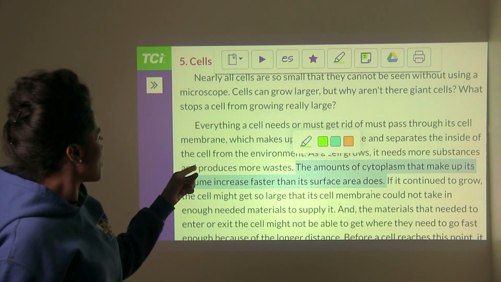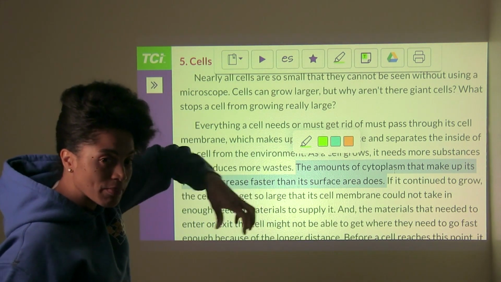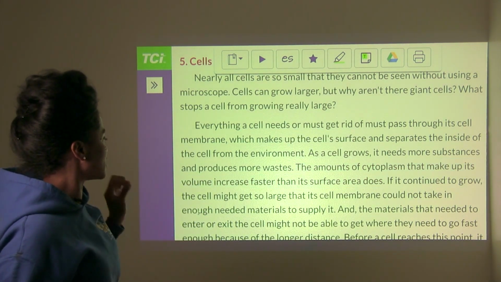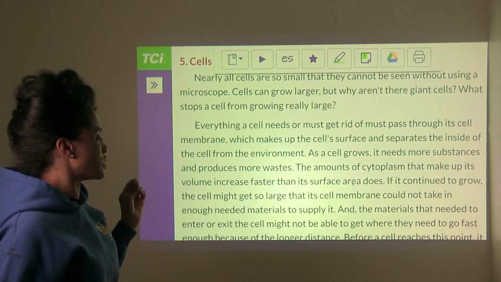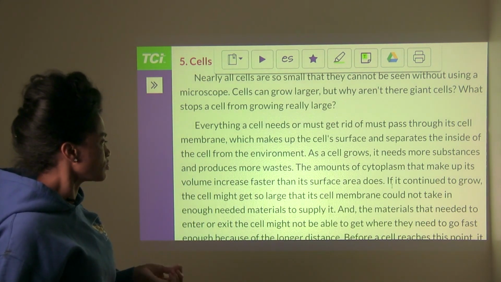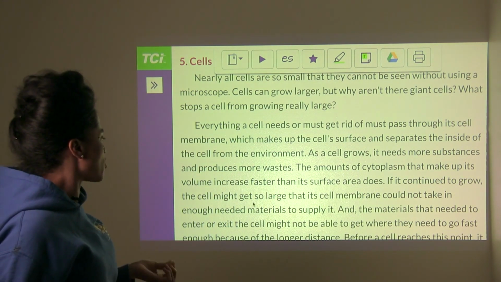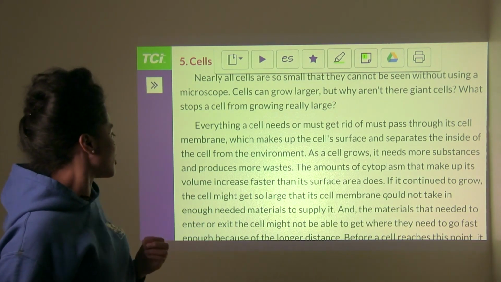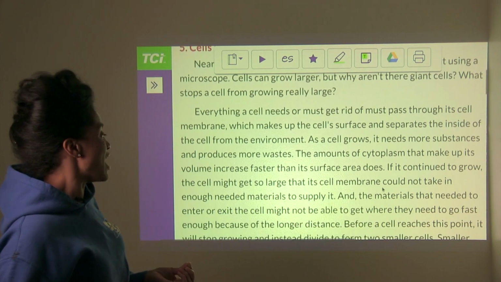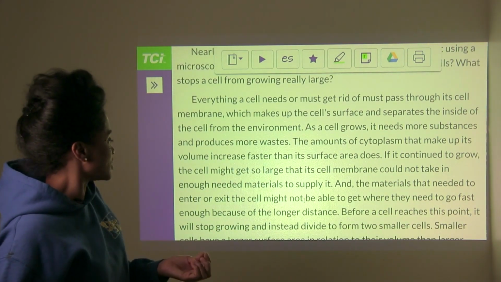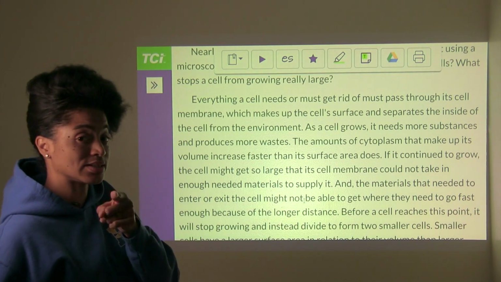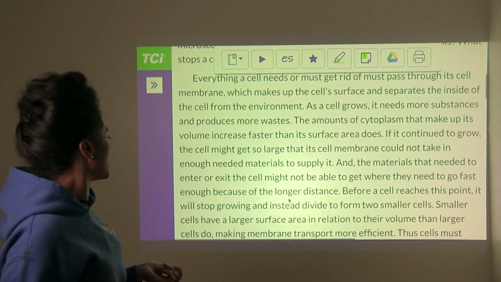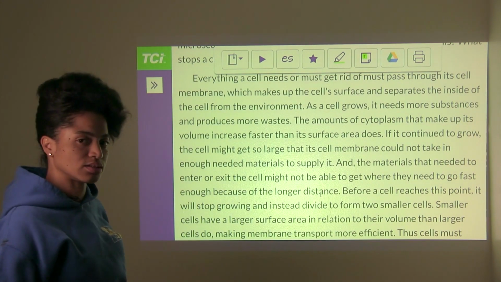So the amount of cytoplasm, which fills up the space of the cell and makes up its volume, increases faster than its surface area does. If it continued to grow, the cell might get so large that its cell membrane could not take in enough needed materials to supply it. The materials that need to enter or exit the cell through the cell membrane might not be able to get where they need to go fast enough because of the longer distance. You get what I'm saying?